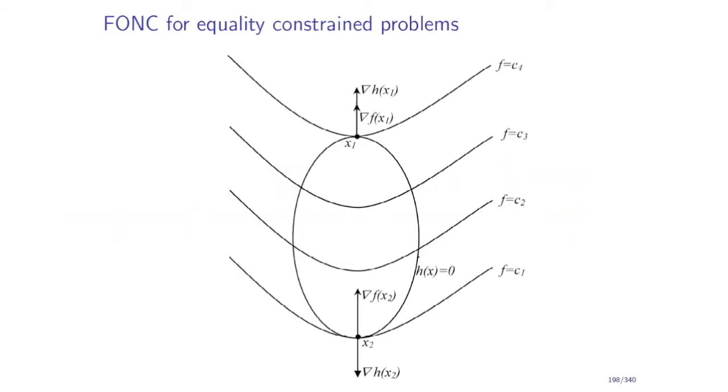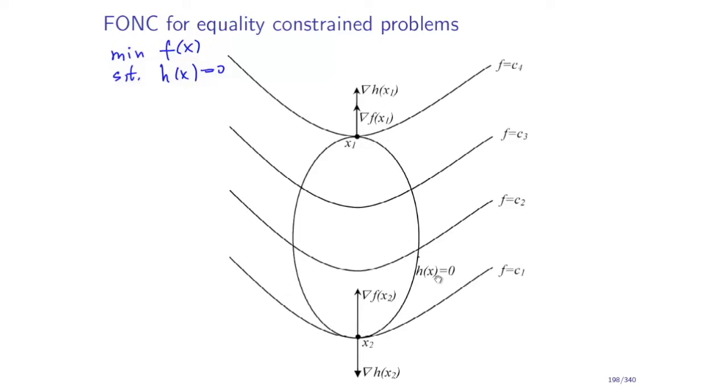Next, we discuss what the first-order necessary conditions for equality constraint problems mean geometrically. So here we considered an example of the problem of minimizing f of x subject to a single constraint h of x is equal to 0. On this figure, we see the feasible region is given by this ellipsoid here. So this is the set of points where h of x is equal to 0.